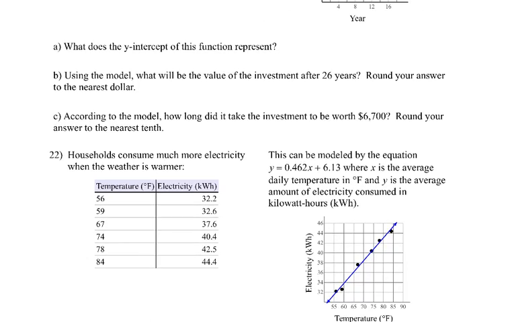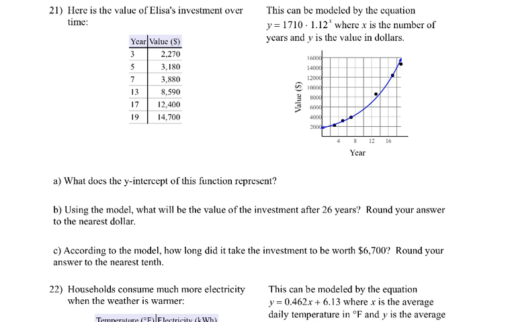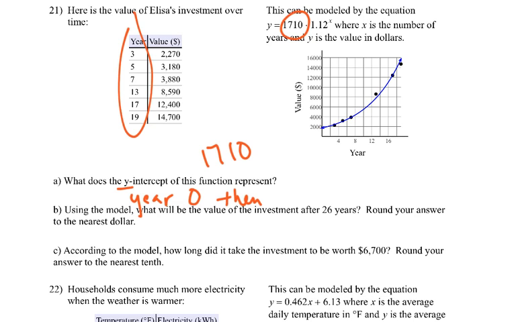Alright, now we're going to take a look at how we use these. So this first one, they give us the table of values. They tell us it's going to be modeled by this equation, so we want to figure out what we can use this line of best fit for. So the y-intercept would be that 1710. And what does it tell us? Well, it tells us where the year is 0, so at year 0, the value of this investment would be 1,710. So that's basically how much she invested.